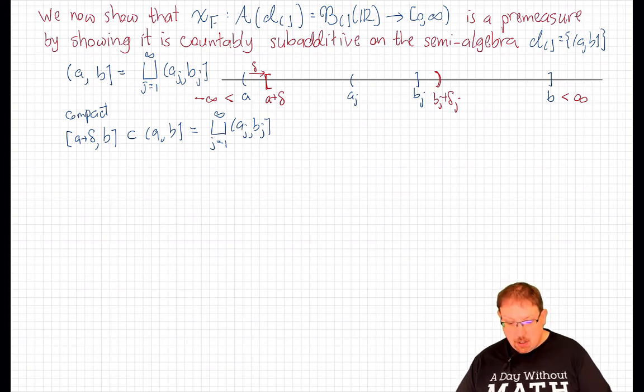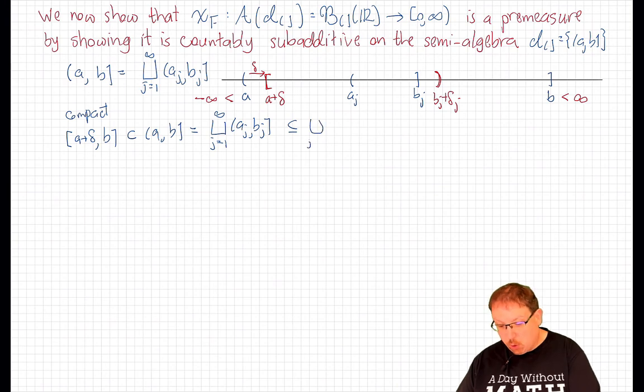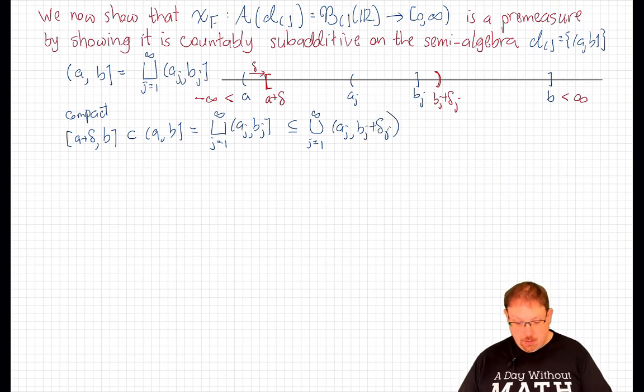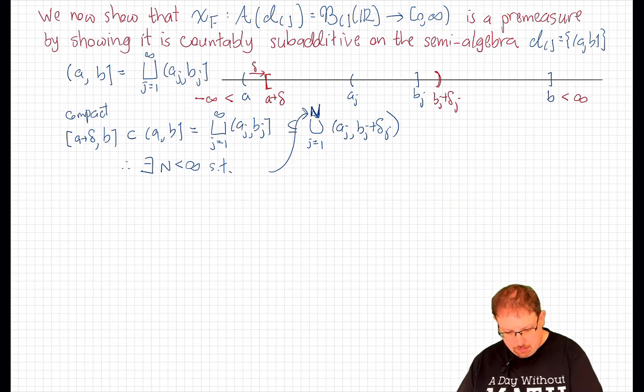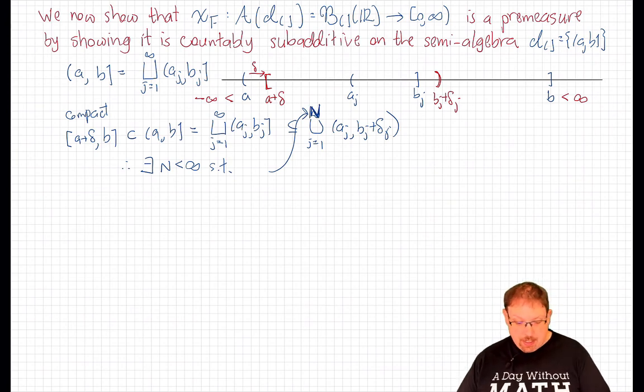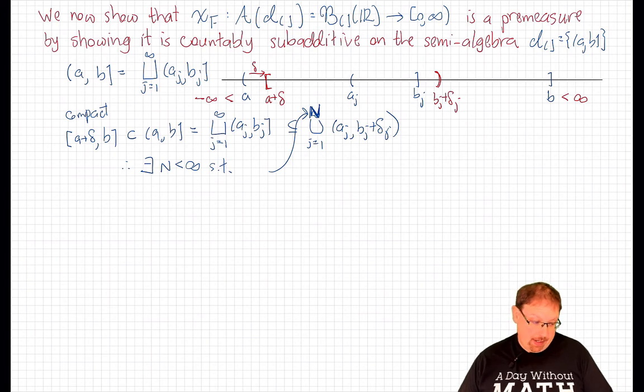Now, these open intervals contain the half-open intervals, and so this disjoint union is contained in the no longer disjoint union of aj up to bj plus delta j. And now we have a countable union of open sets containing this compact set. And by the definition of compactness, it follows that there exists some finite n such that that compact interval is actually contained in the union of the first n.